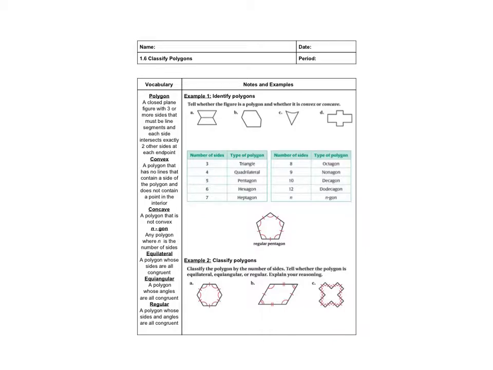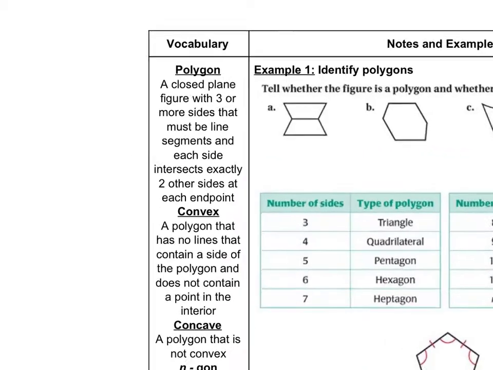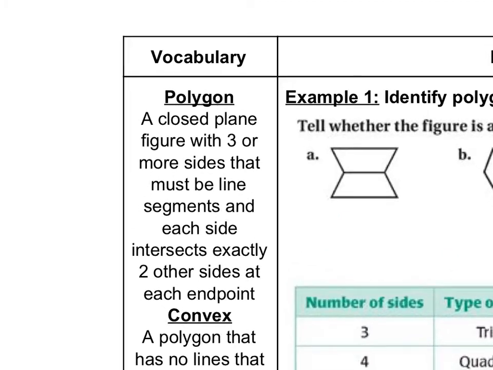Today we're going to wrap up chapter 1 with lesson number 6, and that is classifying polygons. A polygon is a closed plane figure with 3 or more sides that must be line segments, and each side intersects exactly 2 other sides at each endpoint.